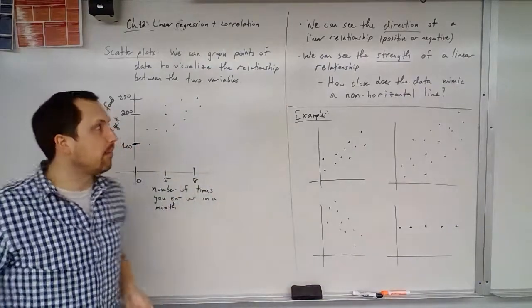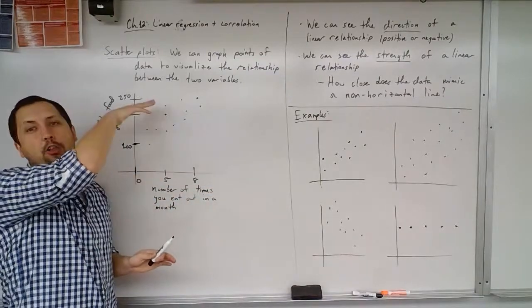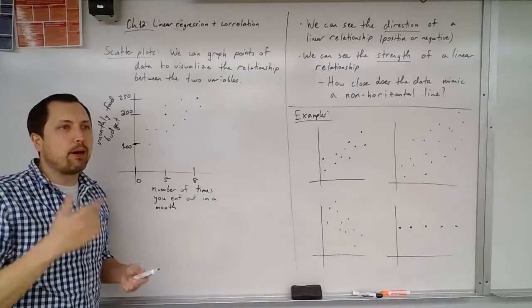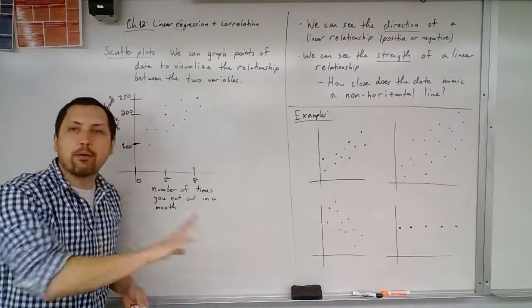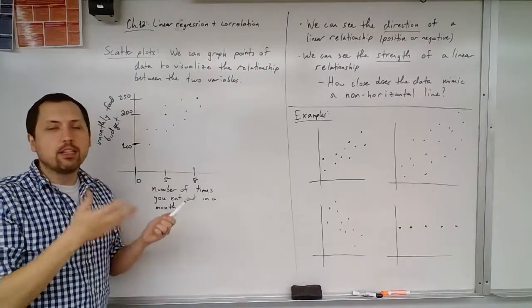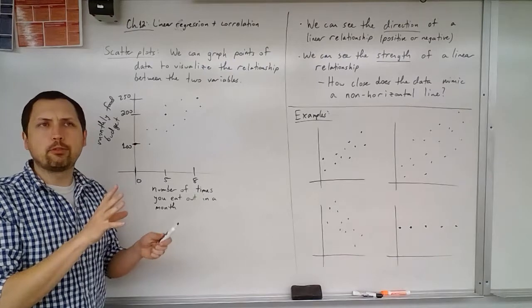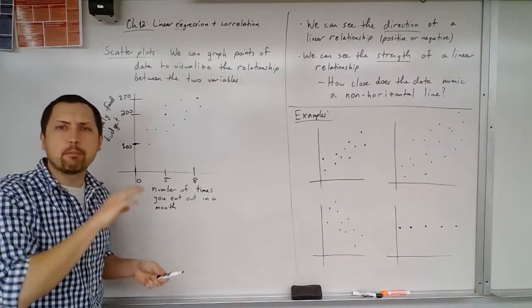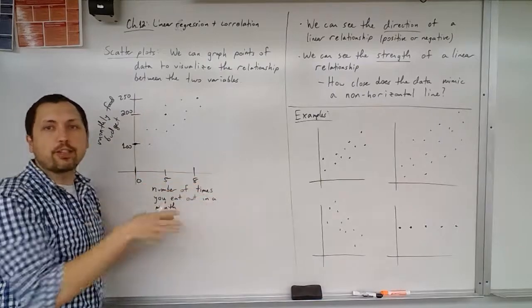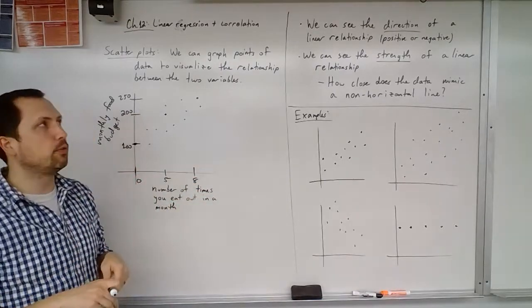Now, negative would be obviously you have a negative slope. So what's happening with the negative is as one increases, the other one is decreasing. So you could think maybe about the outside temperature and the number of times you stay inside. So as the temperature increases, you're going to spend less time inside. As the temperature decreases, you're going to be spending more time inside. So there's this negative relationship between the two of those.